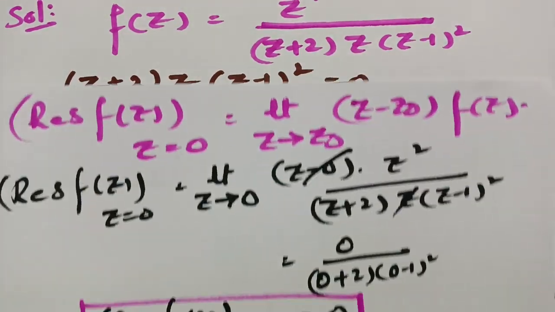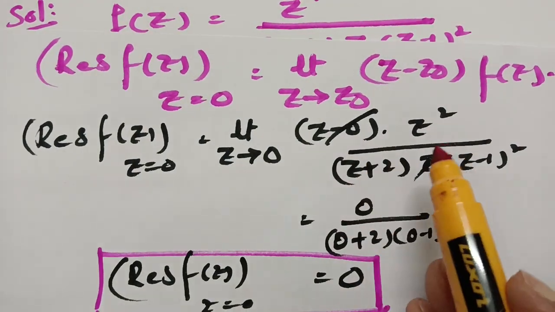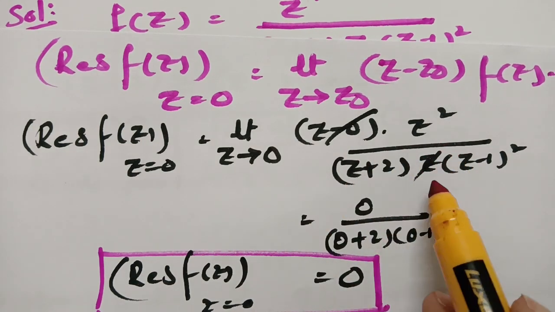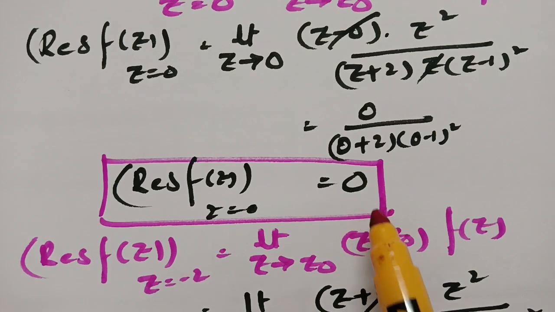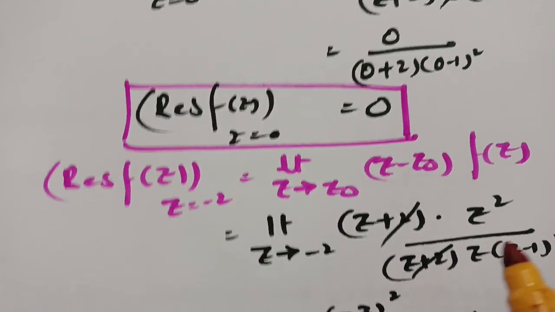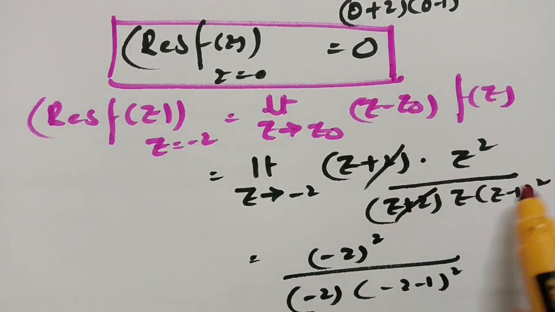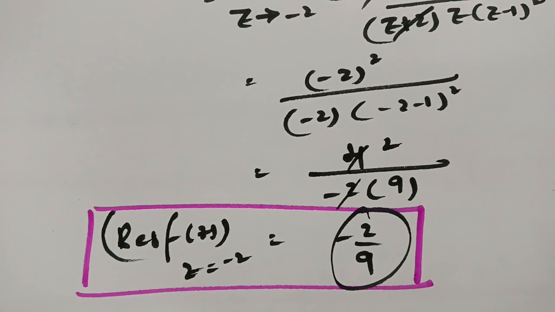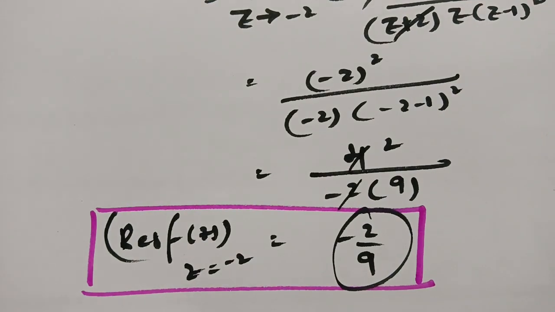It is a simple pole, and therefore z minus 0 is cancelled, and we have to substitute z is equal to 0 in the rest of the function. So again it is 0, and z is equal to minus 2 is also a simple pole. We have to cancel z plus 2 in the numerator as well as denominator, and we have to again substitute z value as minus 2, and we got the residue value as minus 2 by 9. So this is how we have to solve.